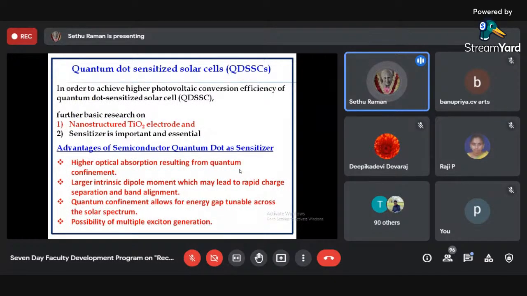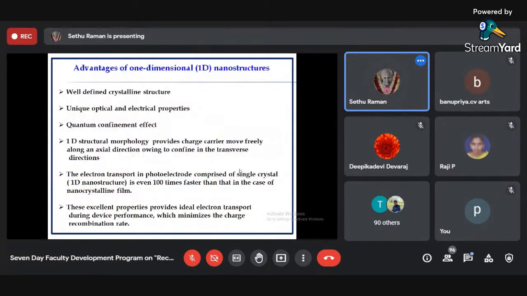In order to achieve high photovoltaic conversion efficiency in quantum dot sensitized solar cells, a nanostructured TiO2 electrode is important. The sensitizer is important and essential. So that's why I put here the advantages of semiconductor quantum dots as sensitizers, and the advantages of one-dimensional nanostructures: well-defined crystalline structure, unique optical and electrical properties, and confinement effect.